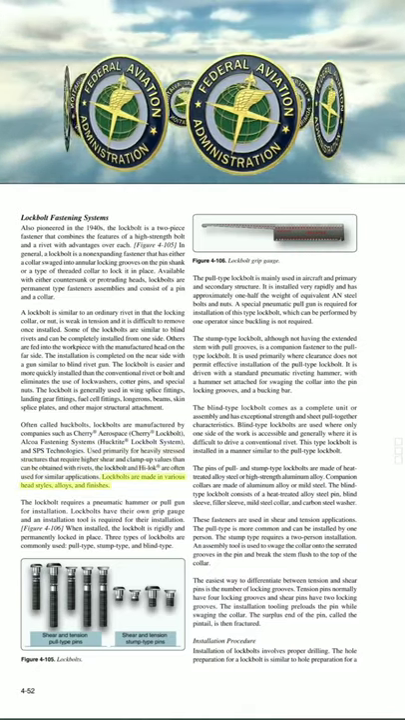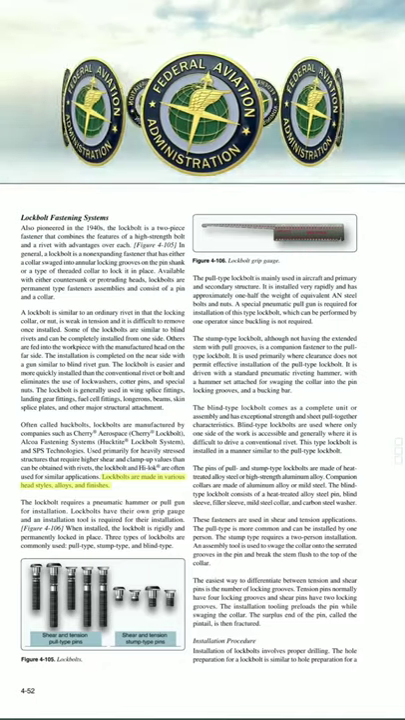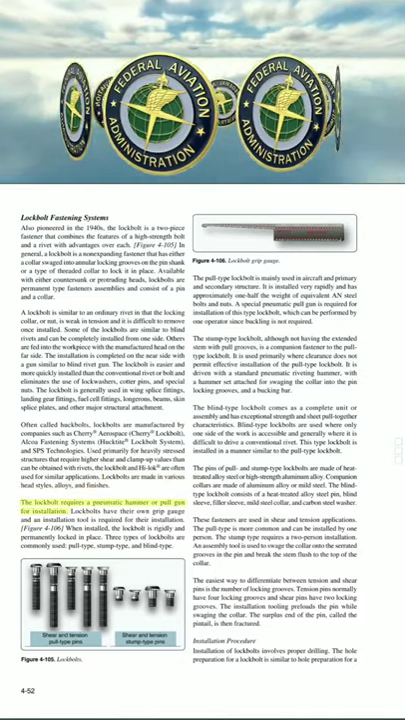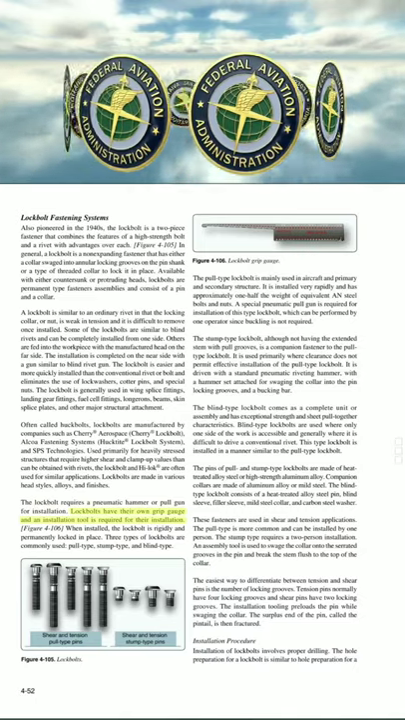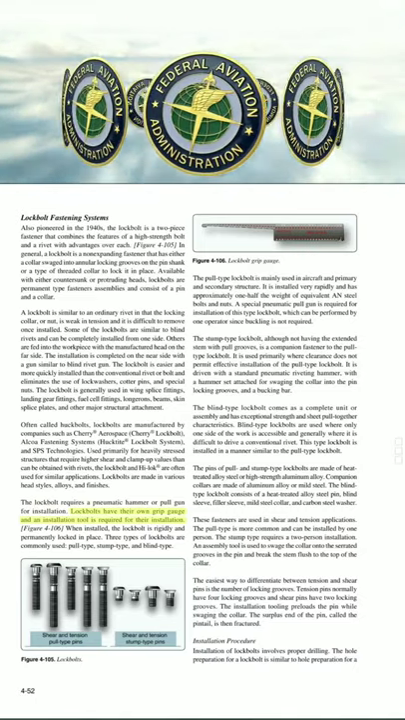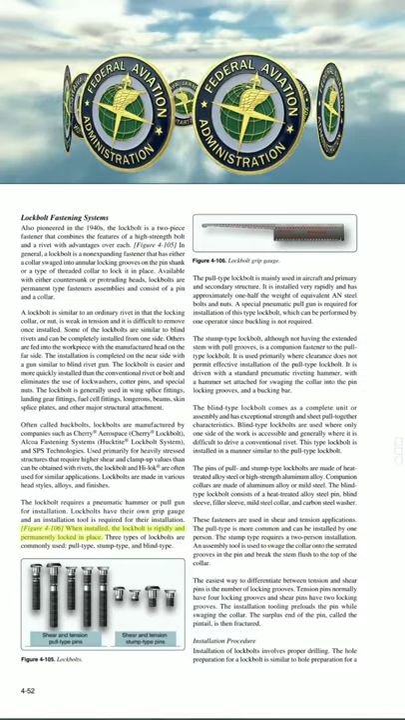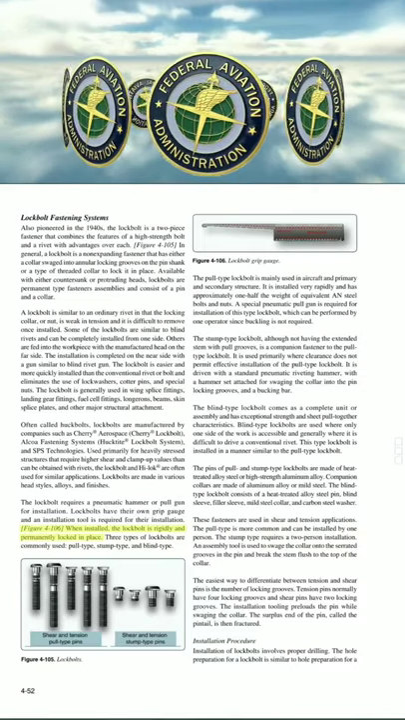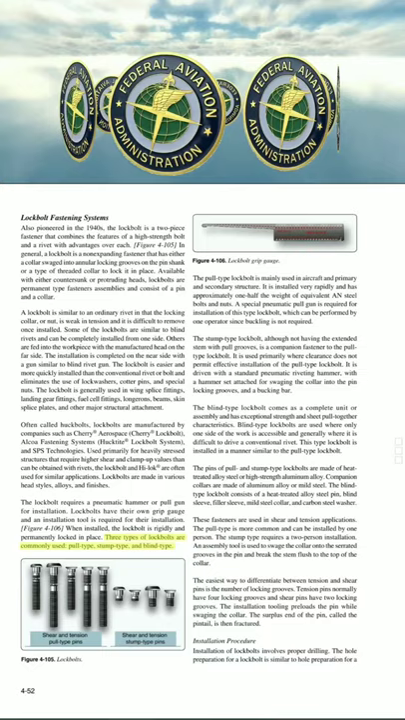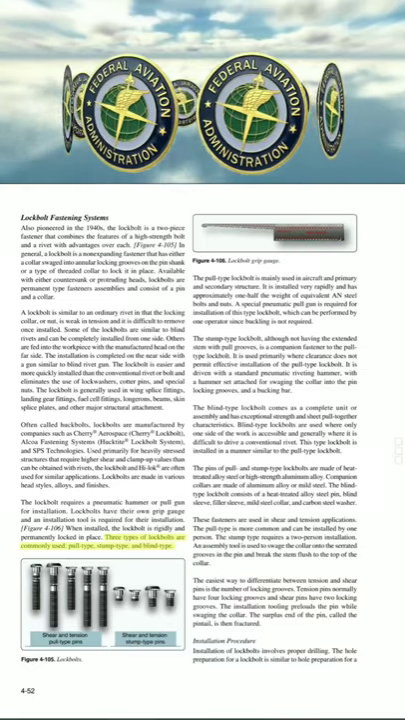Lock bolts are made in various head styles, alloys, and finishes. The lock bolt requires a pneumatic hammer or pull gun for installation. Lock bolts have their own grip gauge, and an installation tool is required for their installation. Figure 4-106. When installed, the lock bolt is rigidly and permanently locked in place. Three types of lock bolts are commonly used: pull type, stump type, and blind type.